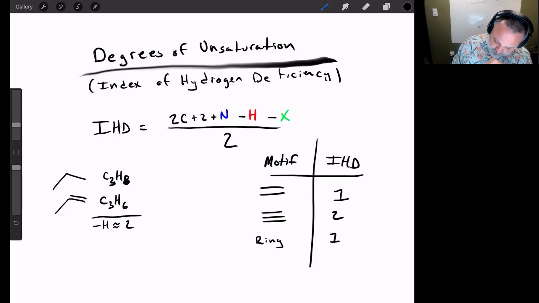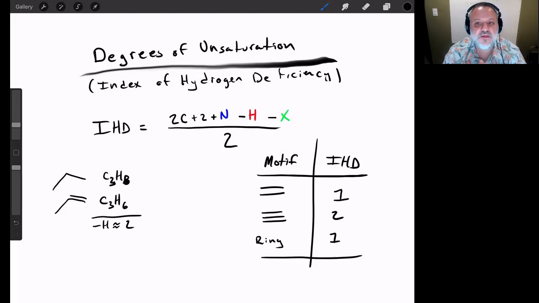And these are the basic motifs, and if I have any combination thereof, then I'll need to add them together. So if a formula exhibits 2 double bonds, then you would expect that the calculated index of hydrogen deficiency is equal to 2. If the structure has a triple bond, then you would expect that the index of hydrogen deficiency equals 2. If the structure has a ring in it, you would expect that the index of hydrogen deficiency calculation would equal 1. If it's got a ring and a double bond, well, that means that you need 2.